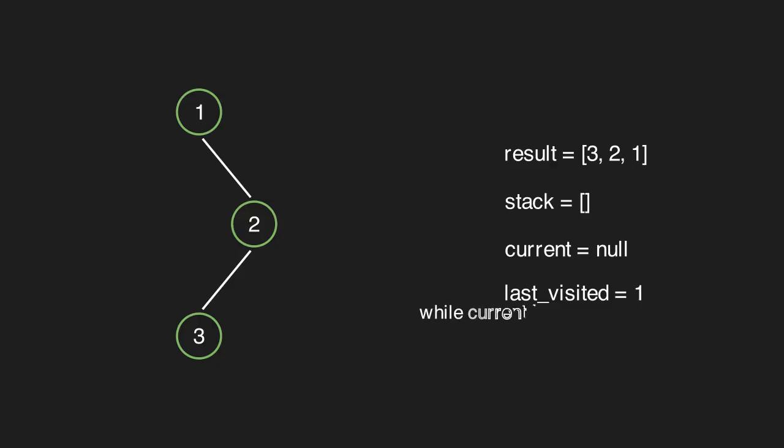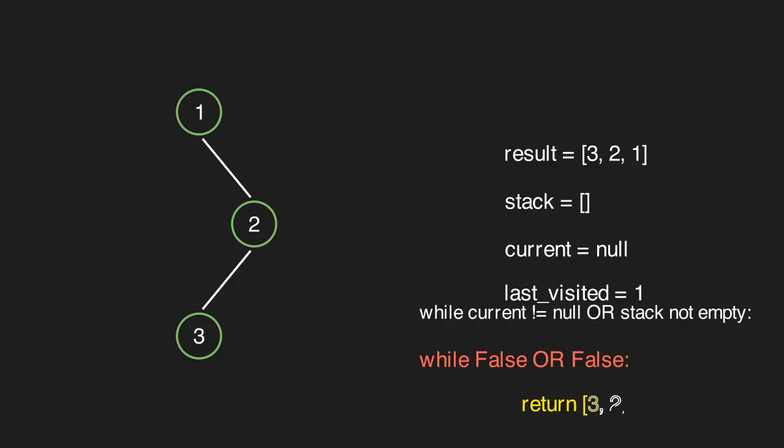After processing node 1, current is null and the stack is empty. The loop condition is current is not null or the stack is not empty. Both parts are now false, so false or false equals false, and the loop terminates. The returned list is 3, 2, 1. This agrees exactly with left-right root order for the illustrated tree.